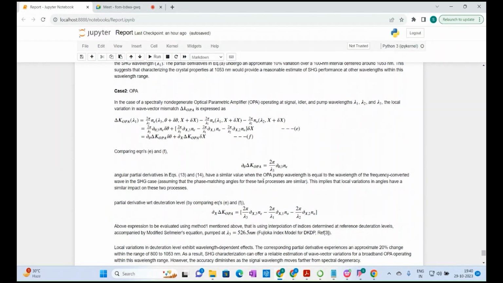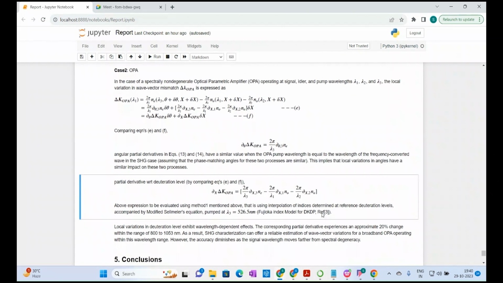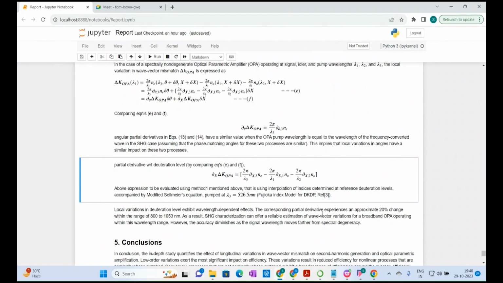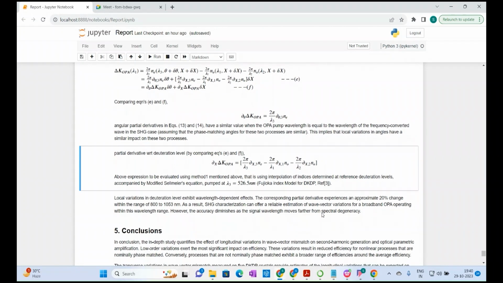In the case of non-degenerate OPA, the only difference is that it is operating at signal, idler, and pump wavelengths. The variation in wave vector mismatch is expressed as this. The angular partial derivative is similar to the one obtained for SHG, which implies that local variations in angles have a similar impact on both of these nonlinear processes, and the partial derivative with respect to deuteration level is evaluated using the interpolation method along with the Sellmeier equation for OPA pumped at lambda 3 equal to 526.5 nanometers.